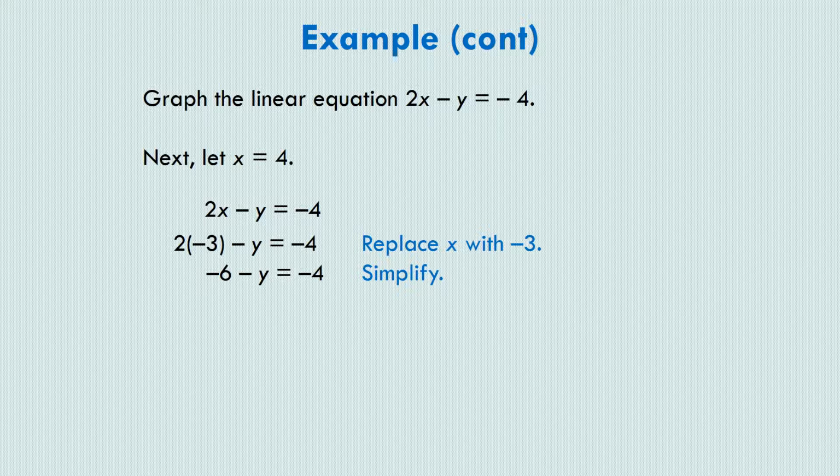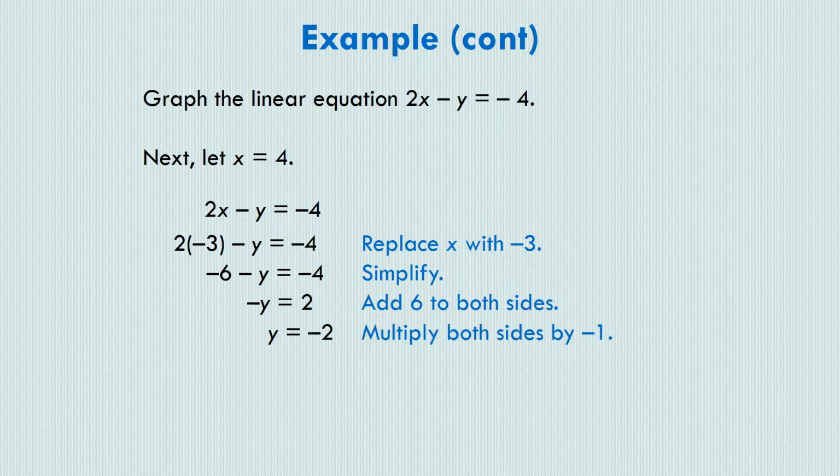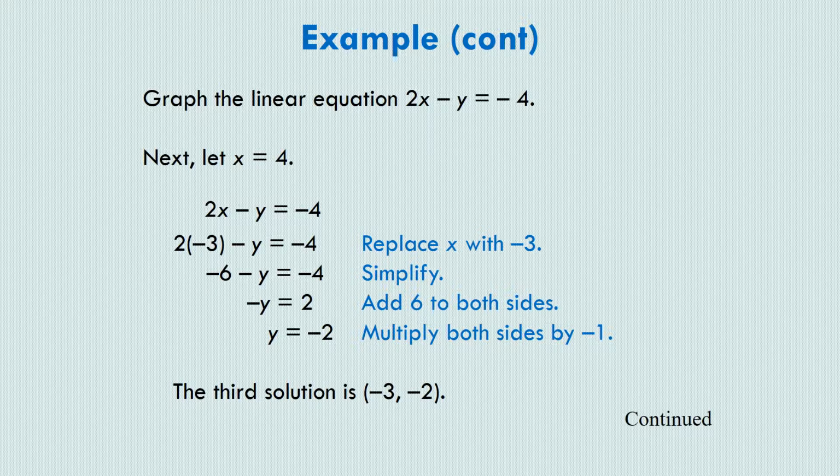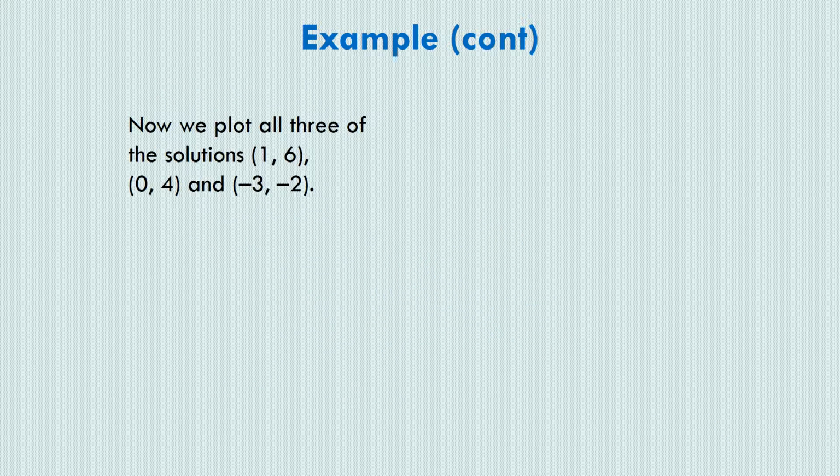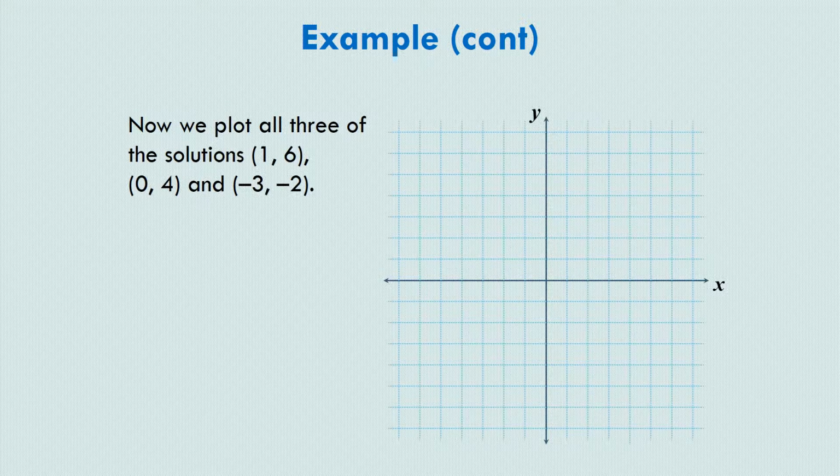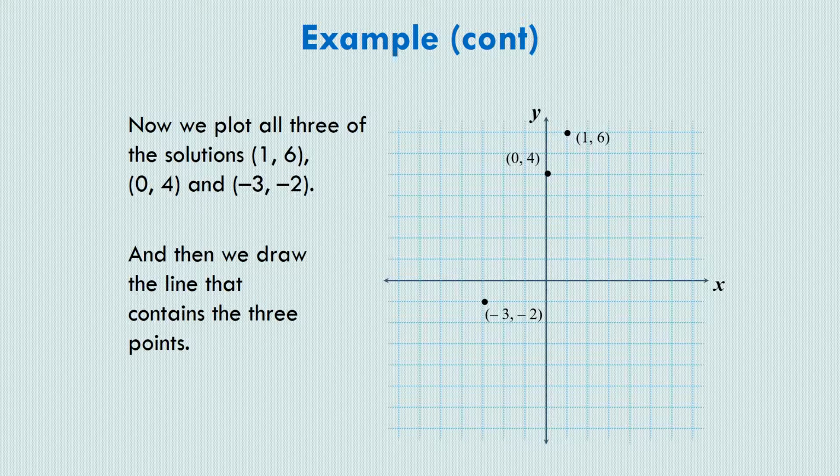My goal is to get y by itself, so I'm going to add 6 to both sides, and I get negative y equals 2. Last thing, that invisible 1 comes into play, and so in order to get rid of an invisible 1, I'm going to either multiply or divide both sides by negative 1, and that leaves me with y equals negative 2. So now I have 3 solutions, and my 3 solutions are 1, 6, 0, 4, and negative 3, negative 2. Once I have my 3 solutions, I can easily plot those points and then connect them. And there's my linear equation in line form.